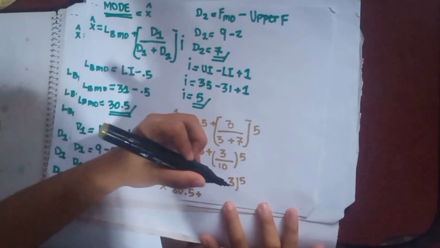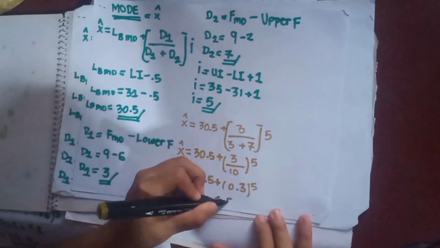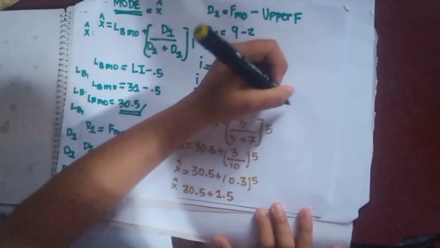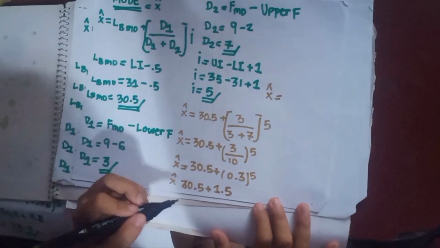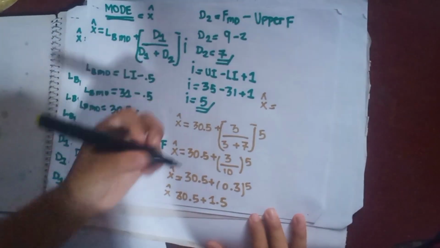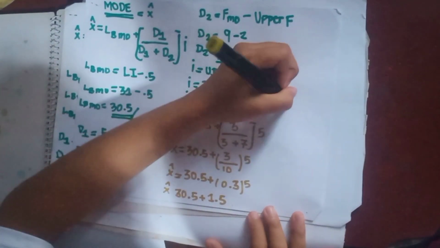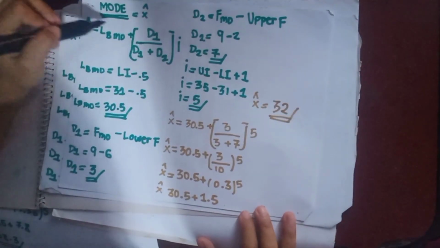And then next is bring down the 30.5 and solve the 0.3 multiply by 5. It will be equal to 1.5. Last is 30.5 plus 1.5. It will be equal to 32. Therefore, our mode for group data is 32.